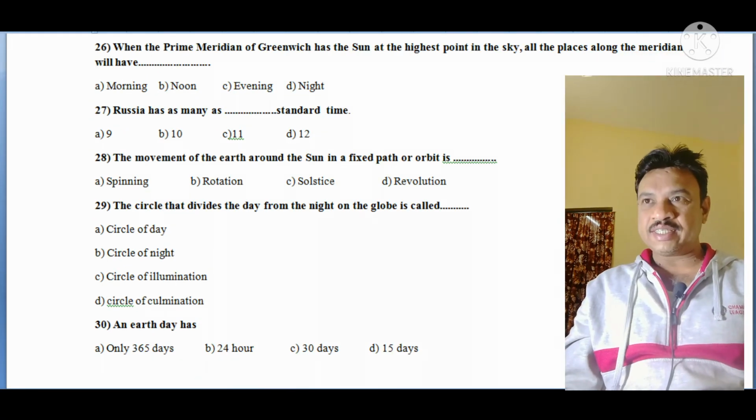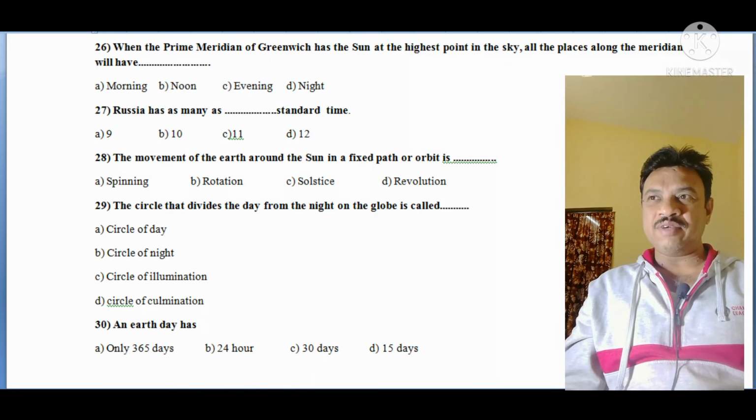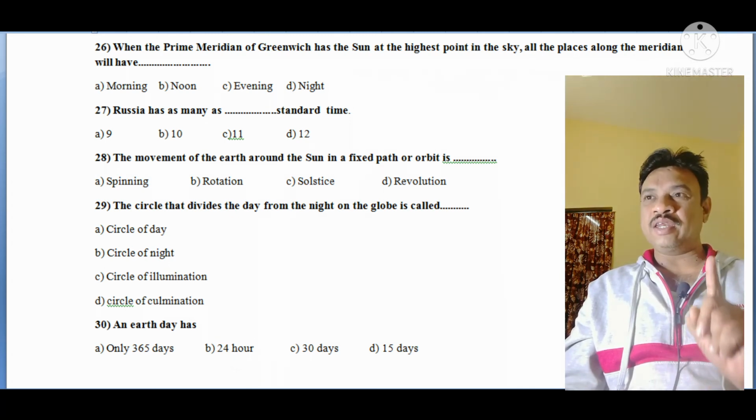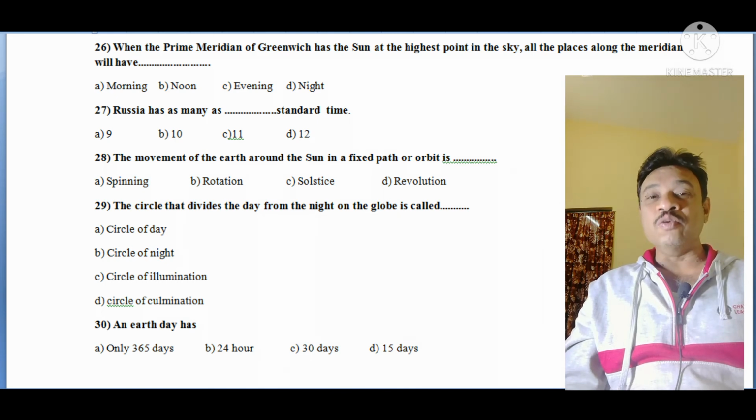Number 26 says, when the prime meridian of Greenwich has the sun at the highest point in the sky, all the places along the meridian will have dash, whether it is morning, noon, evening, or night. Your answer should go, when the prime meridian at Greenwich mean time, it is noon, 12 o'clock. Okay, so Russia has as many as dash standard times.